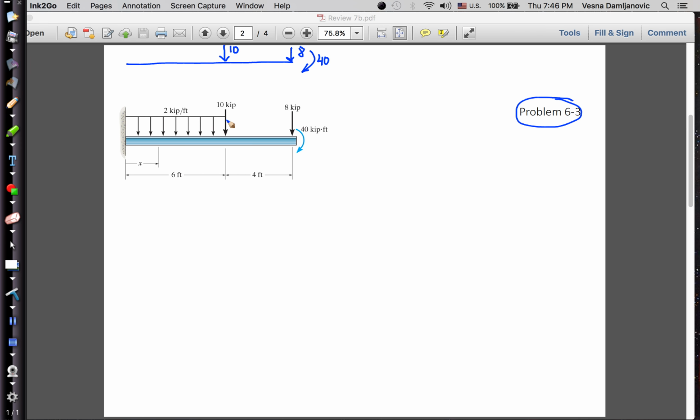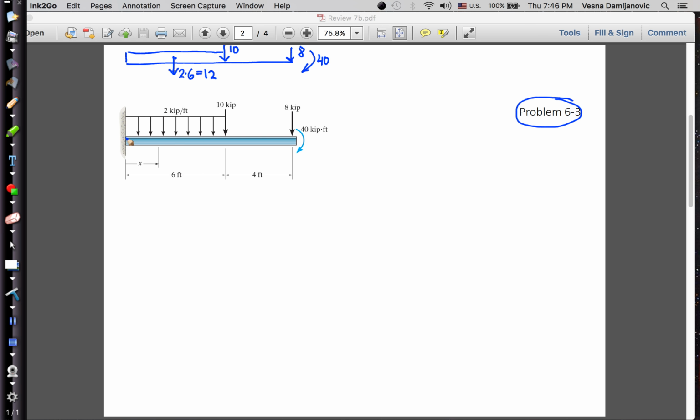Okay. So this part here, the continuous load, we can draw it, but I'm not going to draw the arrows. I'm just going to draw in the middle, cross it, right? And that's going to be my force, which will equal 2 times the length, which is 6. So 2 times 6, which is 12.